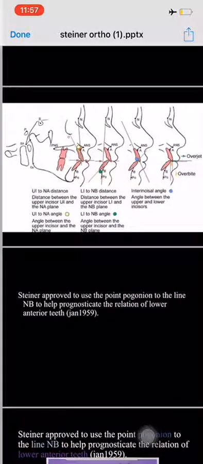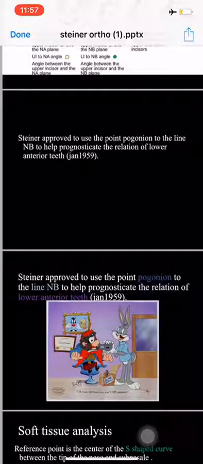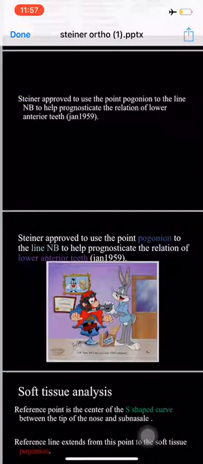133. Steiner approved to use point Pogonion to the line NB to help prognosticate the relation of the lower anterior teeth in 1995 by Jan. Steiner approved to use point Pogonion to the line of NB, and this is to help prognosticate the relationship of the lower anterior teeth مثل ما قلنا أنه سنة 59.